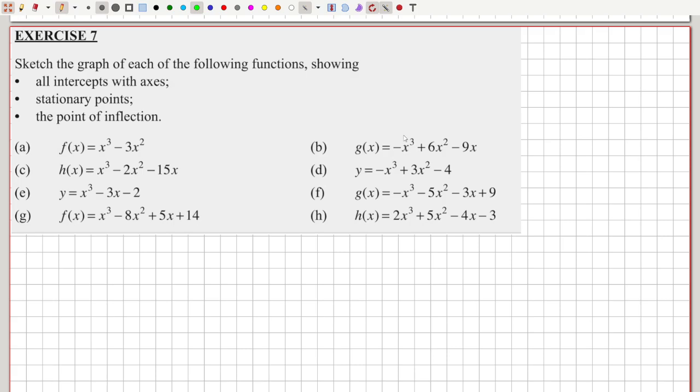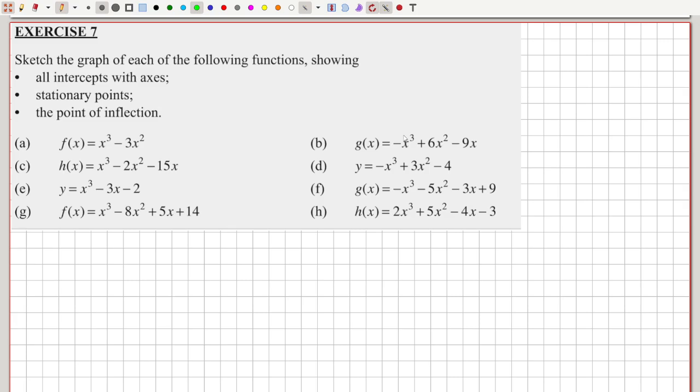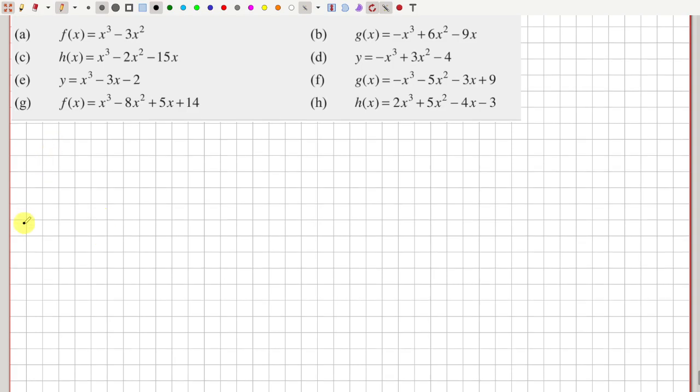And then for those of you that might have struggled, it might help you to stop the video and retry the rest. But you'll see with exercise 7, they're asking us to sketch the following graphs of each of the following functions, showing all intercepts with the axis, stationary points, and the point of inflection. Afrikaans students, I'll repeat everything in Afrikaans afterwards. So for question A, Afrikaans students, if you want to skip ahead to where I start speaking Afrikaans, you're more than welcome to do that.